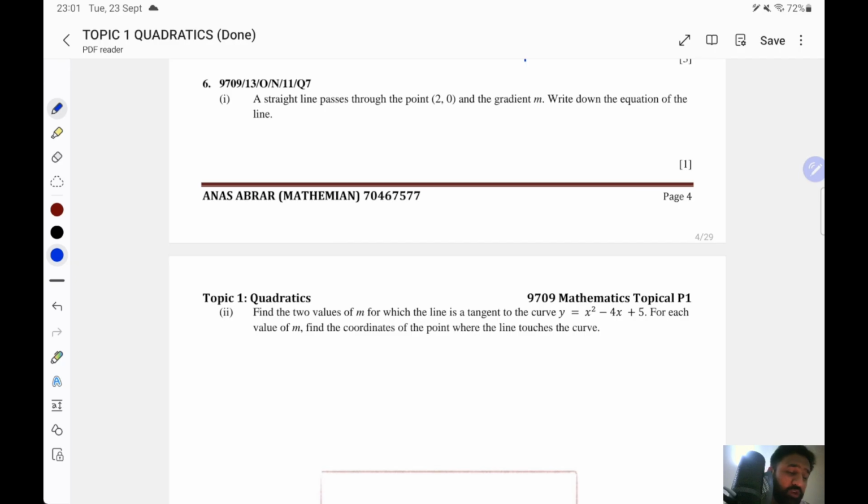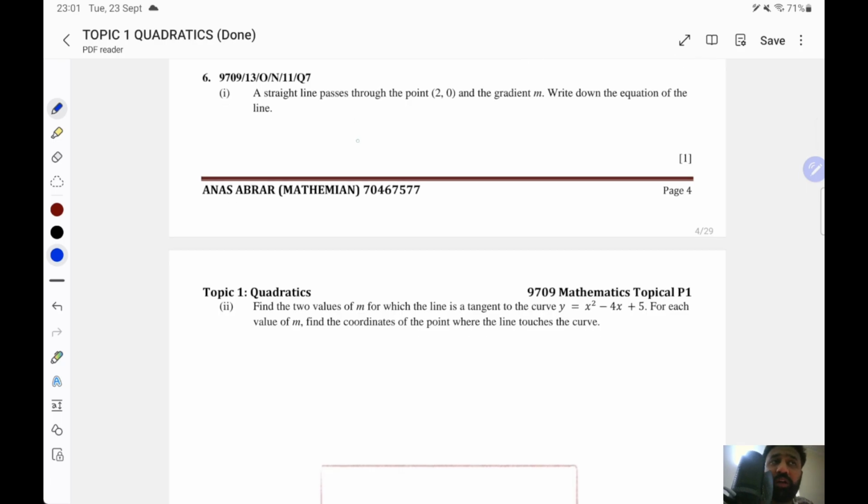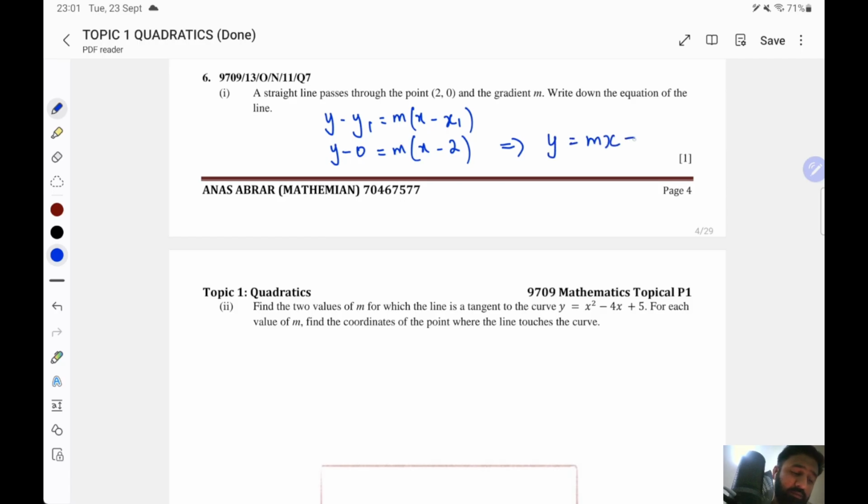Paper 1-3. Question number 7, the question says that a straight line passes through the point and the gradient is given to you. The question is not directly related to quadratics, but it is related to coordinate geometry. The equation of a line is y minus y1 equals m into x minus x1. We just need to substitute the values of the coordinates in place of x1, y1, and m is already the gradient that is given, so the value of y1 is 0 and the gradient is m into x minus 2. So if I simplify, it is going to be y equals mx minus 2m.